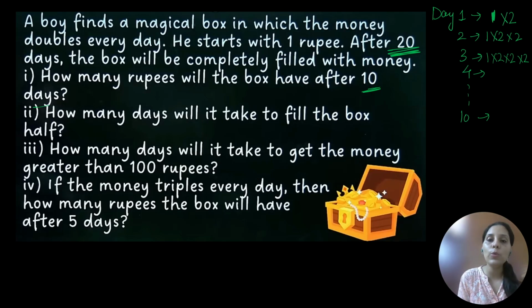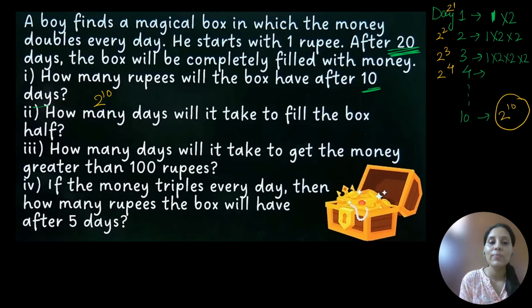So what do I see on day 1? It is 2 power 1. Day 2 is 2 square. Day 3 is 2 cube. Day 4 is 2 power 4. So day 10 is going to be 2 power 10. Yes, 2 power 10.